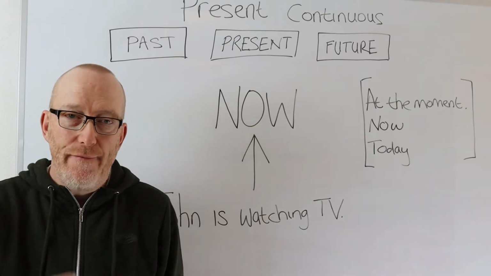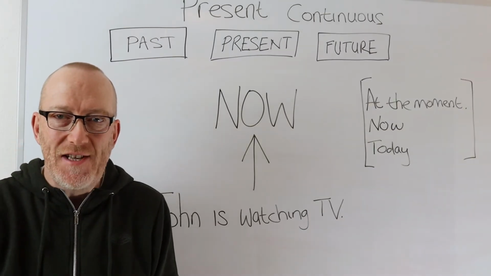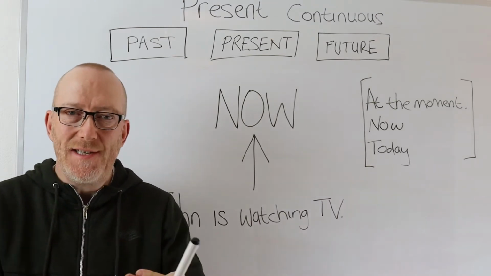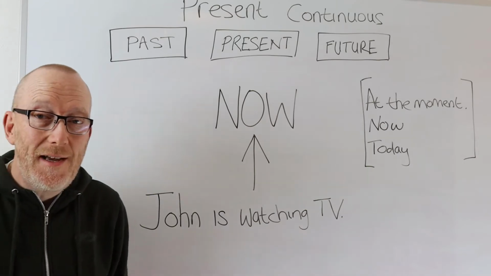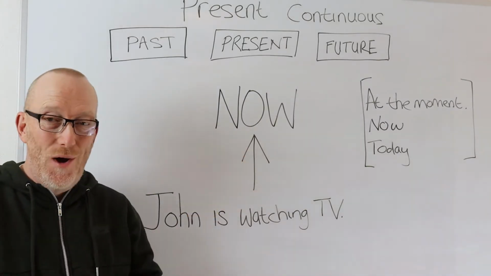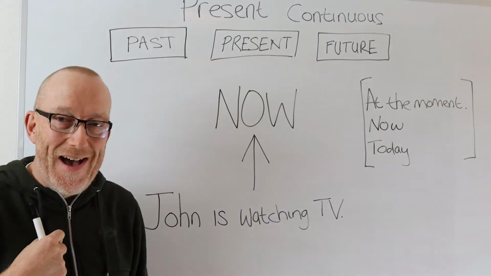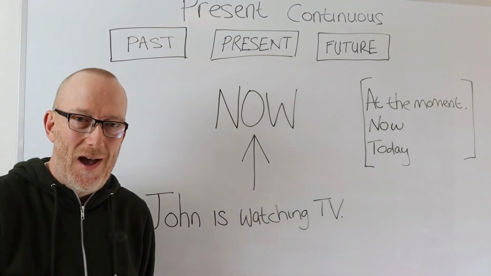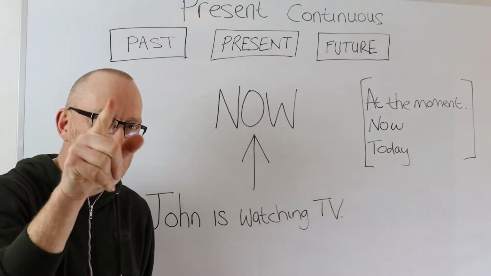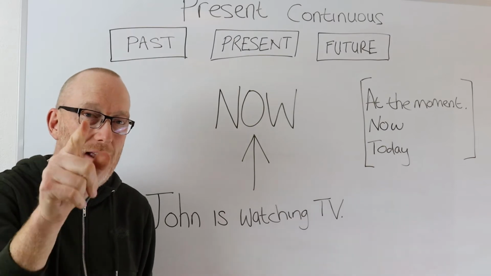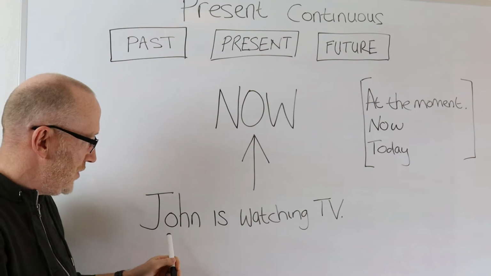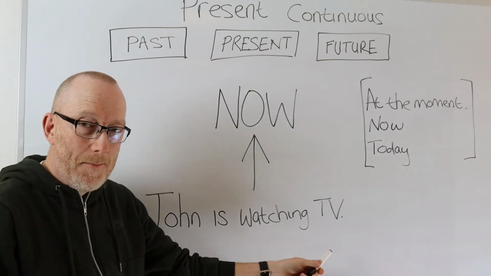So we have the first use of the present continuous, and our first use is the simplest and the easiest to remember. It's basically used to describe the thing you're doing now. What are you doing now? I am teaching English. I am presenting English. You guys out there, you are studying English. You are learning English. In our example, John is watching TV.